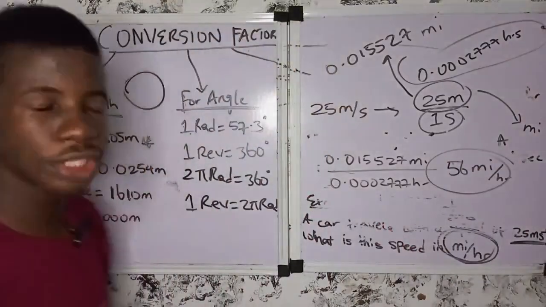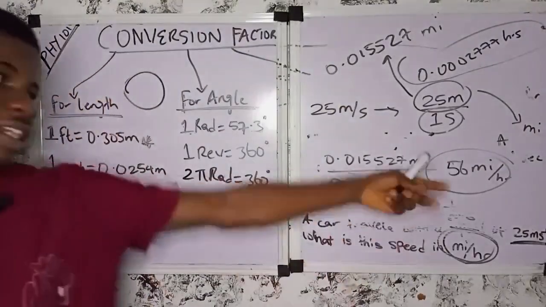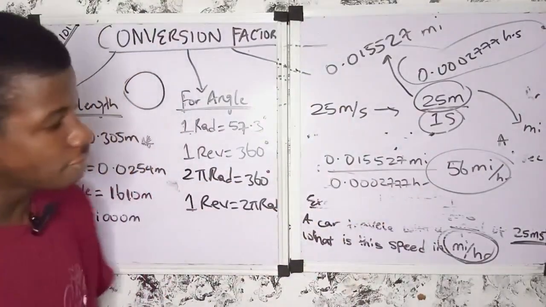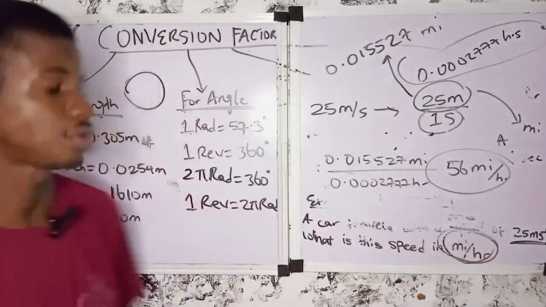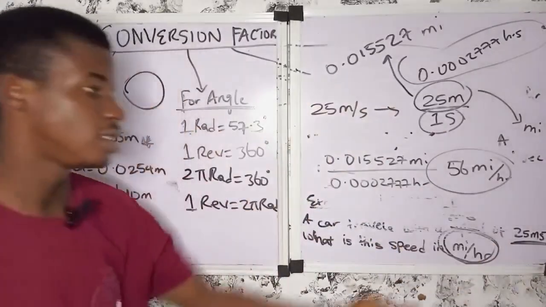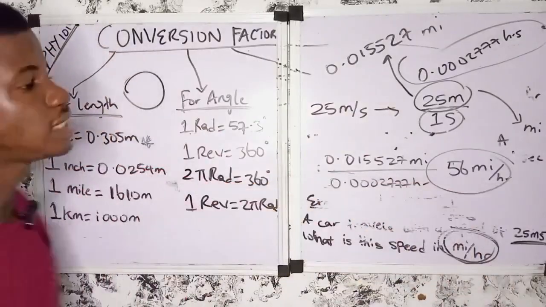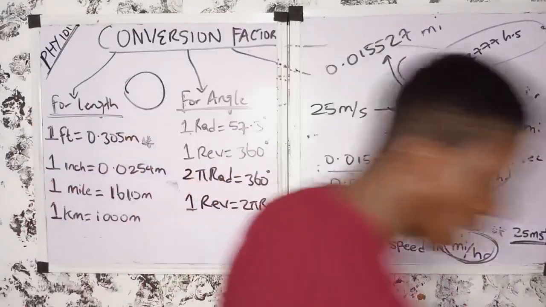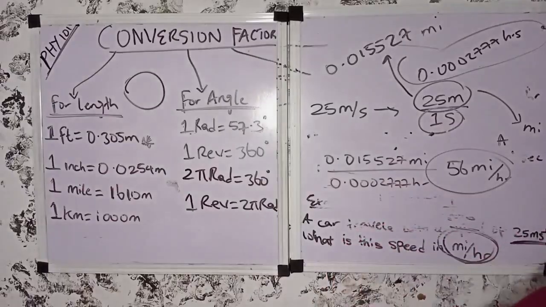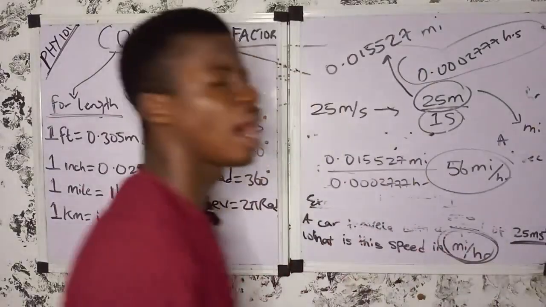Okay, so that is just it. So that is the final answer. So 25 meter per second, if you convert it to mile per hour, this will be our answer: 56 mile per hour. Okay, 56 mile per hour.